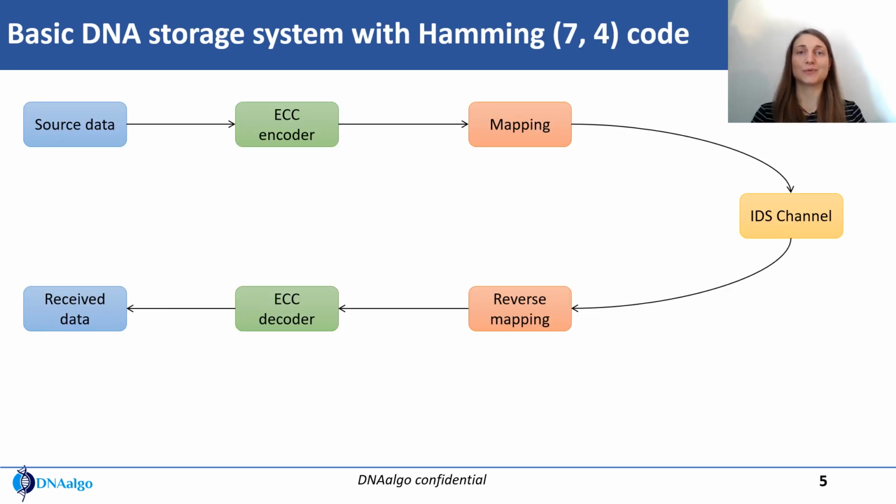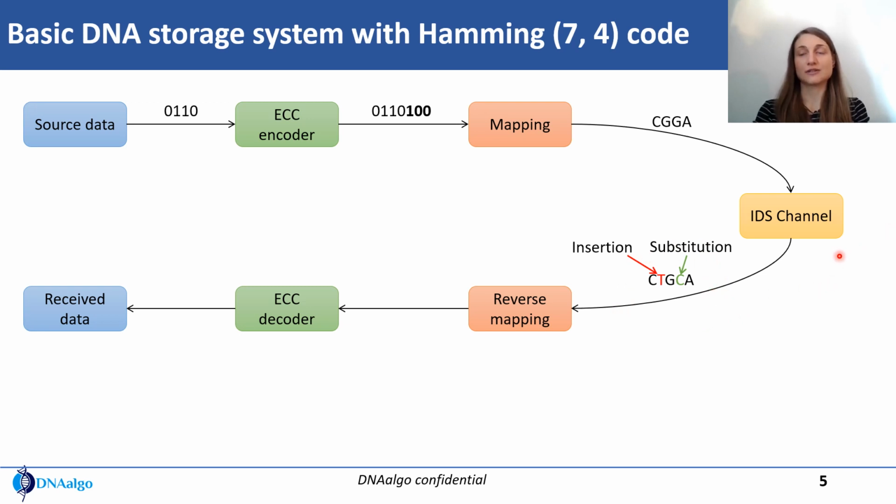Now, let's try to put our Hamming 7,4 code into a basic DNA storage system. Suppose that we have some input data and we want to store this information in the strand of synthetic DNA. First, we have to encode our data using the encoder of the Hamming 7,4 code. This is the code word. Then we map bits to nucleotides, and we get, for example, this DNA strand. We can synthesize this strand, and after a while, we want to recover the information in it. So, through DNA sequencing, we get, for example, this DNA strand.